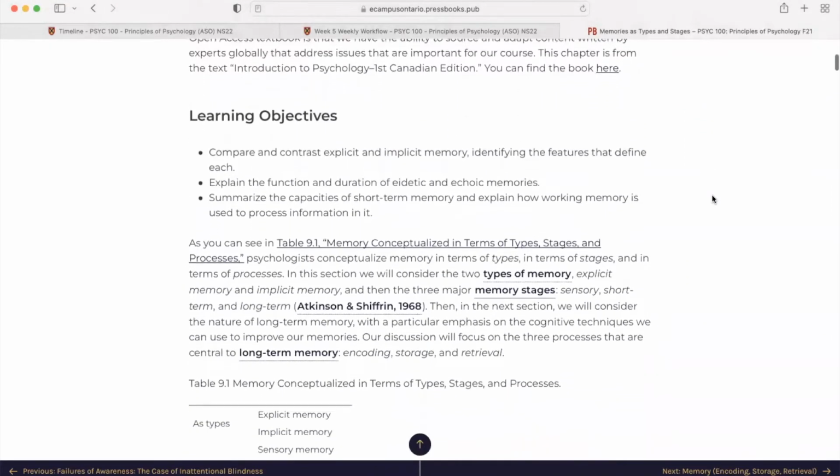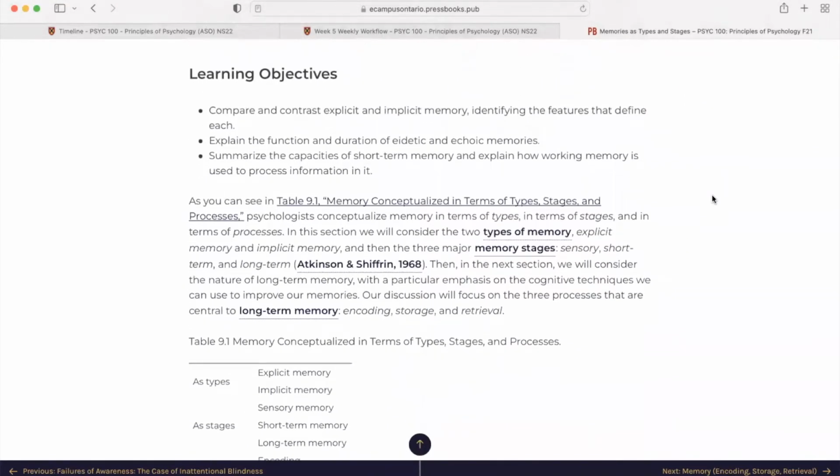Our learning objectives are to compare and contrast explicit and implicit memory, identifying the features that define each. Explain the function and duration of eidetic and echoic memories. Summarize the capacities of short-term memory and explain how working memory is used to process information in it.